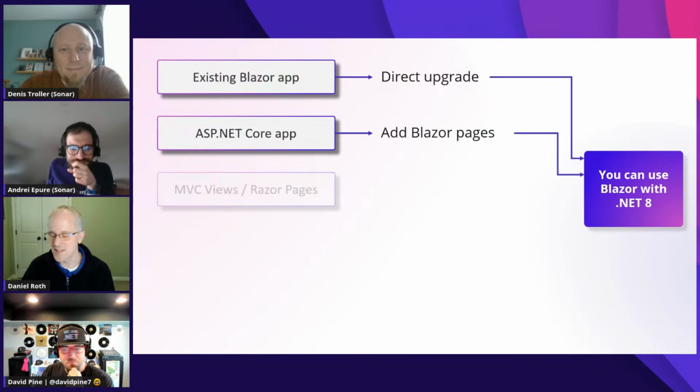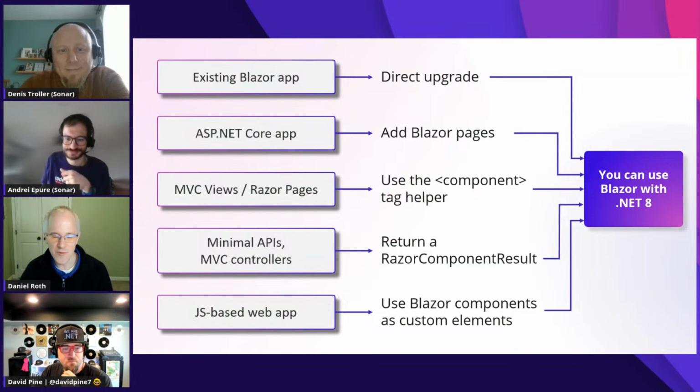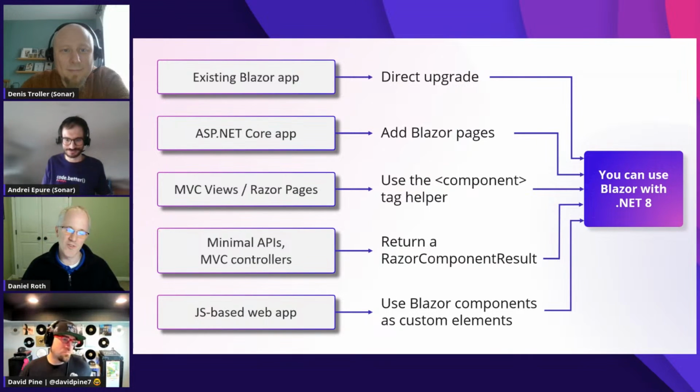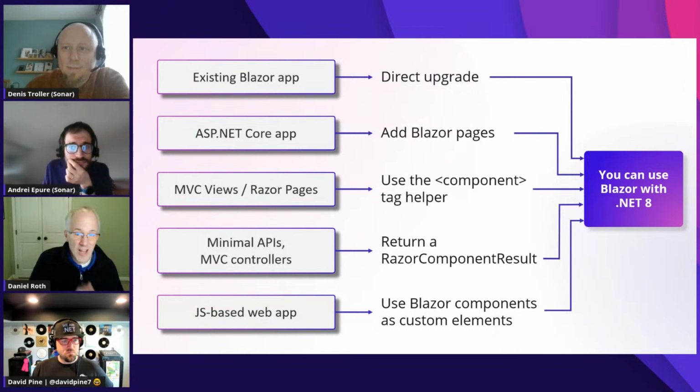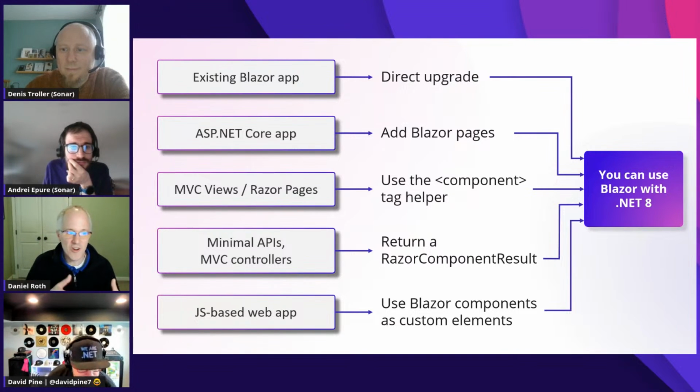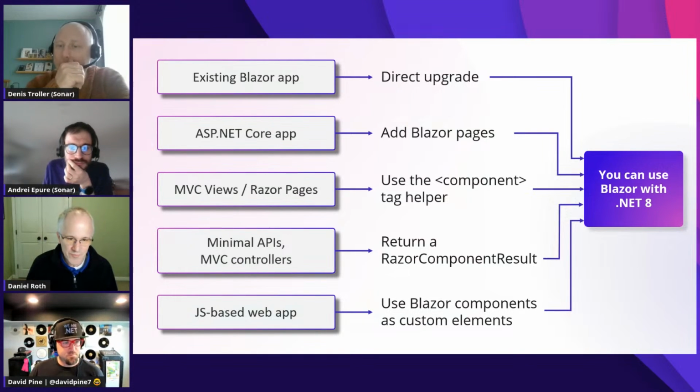There's actually lots of ways that you can get going with .NET 8 with your existing web applications. If you're already using Blazor, just do an upgrade. You can go from your existing Blazor Server or Blazor WebAssembly app, upgrade them to .NET 8, and they should just work. You can then optionally also start adding the new Blazor web app features into your application. If you have an existing ASP.NET Core app and you're not using Blazor yet, no problem. You can just start adding Blazor pages alongside your existing MVC views or your Razor pages.